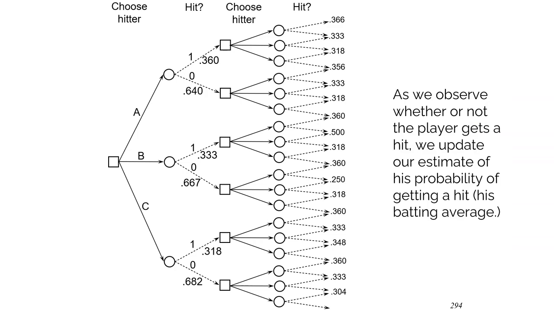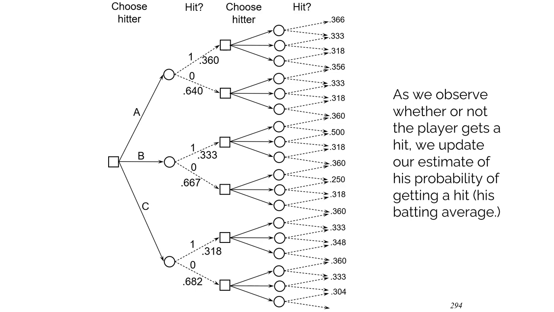So here's my decision tree. I have to choose between batters A, B, and C. Depending on each one, they're either going to get a hit or not. And if they get a hit, we're going to assume they get a hit with the probability given by their batting average. So batter A, he's hitting .360, so he's going to get a hit with a probability of 0.36.